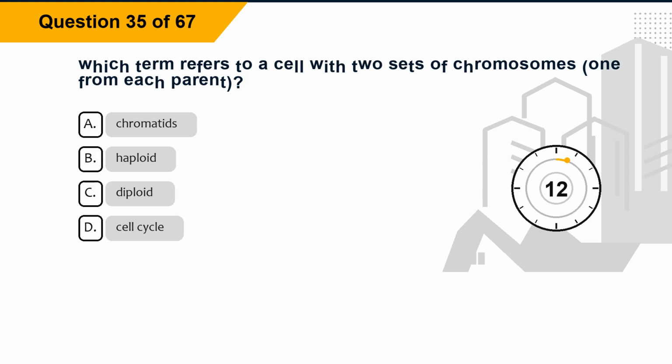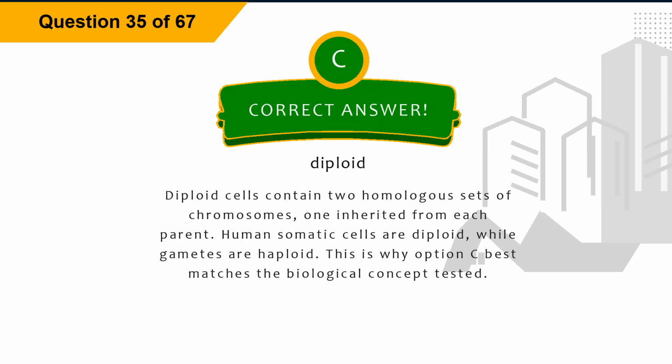Question 35. Which term refers to a cell with two sets of chromosomes, one from each parent? Option A. Chromatids. Option B. Haploid. Option C. Diploid. Option D. Cell cycle. The correct answer is option C. Diploid. Explanation. Diploid cells contain two homologous sets of chromosomes, one inherited from each parent. Human somatic cells are diploid, while gametes are haploid. This is why option C best matches the biological concept tested.